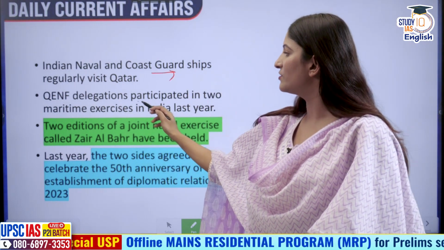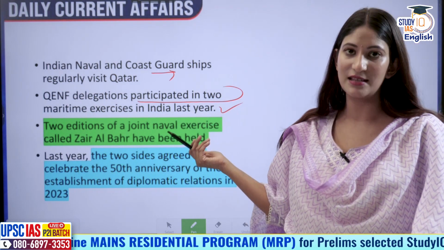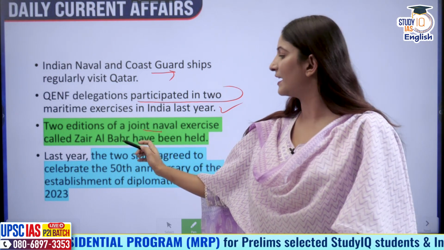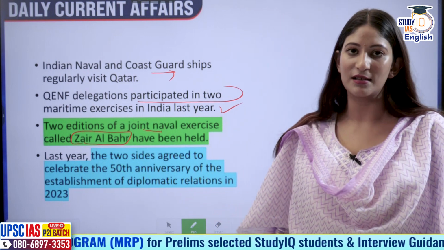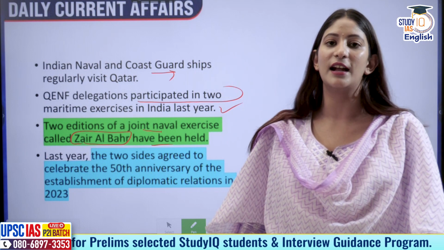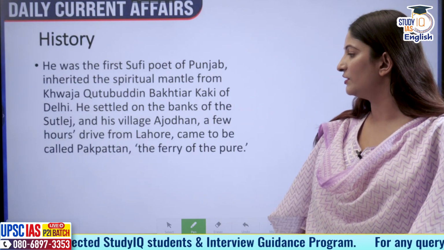And the delegations of them, they have participated in 2 maritime exercises last year as well. 2 editions of a joint naval exercise, that is Zair al-Bahr. You have to remember this because prelims can ask us this question. Zair al-Bahr have been held last year. We also agreed that we would celebrate 50 years of diplomatic ties in the year 2023.